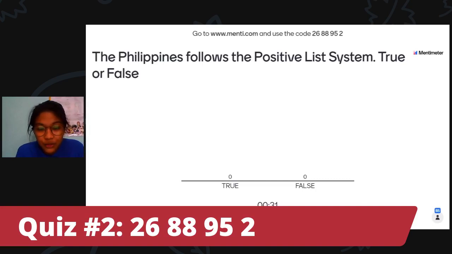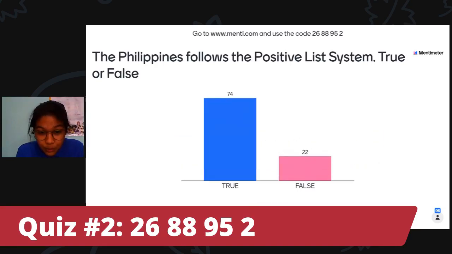So we have 30 seconds left. So pag-isipan po natin mabuti kung nagpa-follow po pa ang Philippines sa positive list system ng MRL. We have 15 seconds left. Answer faster to get more points. Okay, we are down to 5 seconds. 3, 2, 1. Answers are in. Time's up.